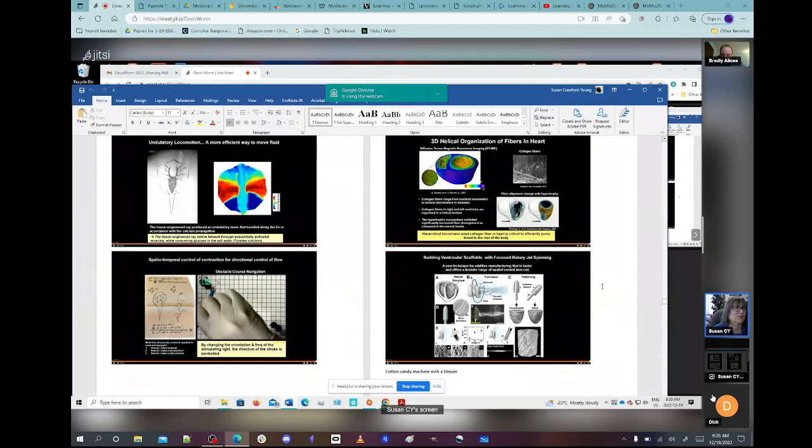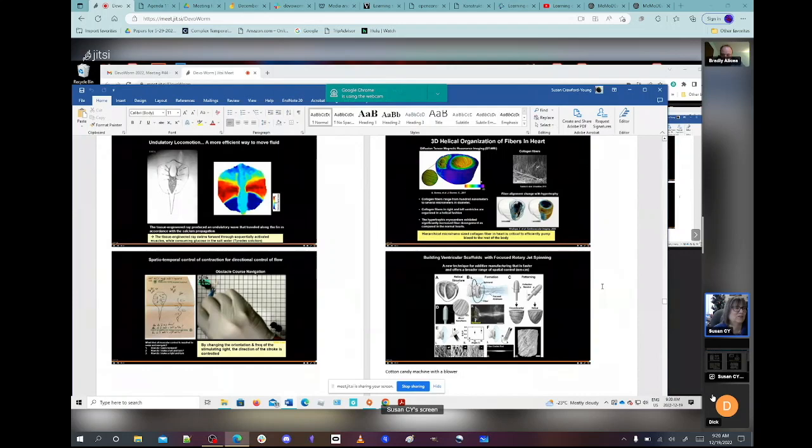They made a skeleton of a heart and put rat myocardites in it, and it pumped. And they found out you had to make the spirals not just straight across, but at an angle, or else it didn't pump the way it should.